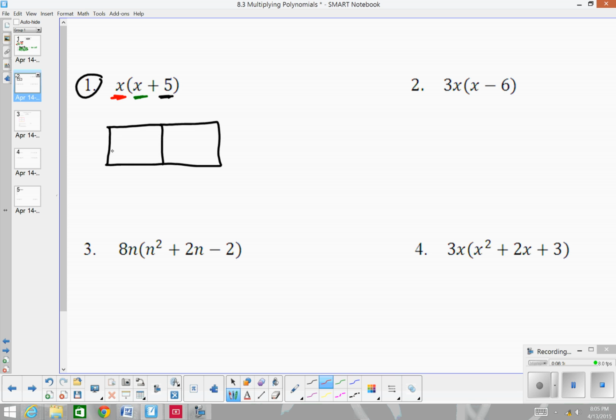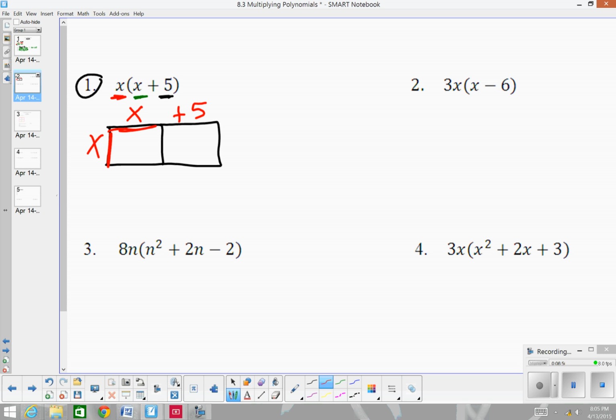So the second step is, to finish filling out my box, I need to write my x as my width of my first box. Then I want the length to be the first term of my parentheses, which is x. Then my second term of my parentheses, which is plus 5. Now that we set up the box, remember all we're going to do is find the area. So it's going to be length times width.